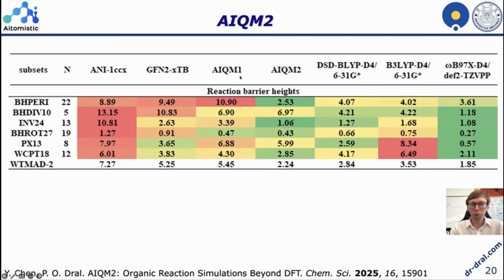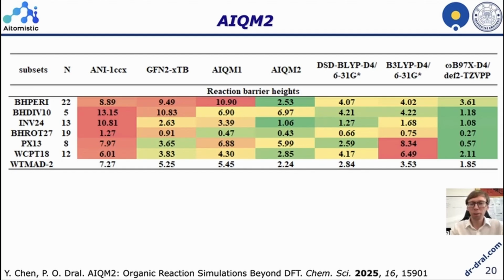It was a bit better than baseline semi-empirical methods, not shown here. It is better than pure machine learning potentials like ANI-1ccx, but it was definitely not better than even DFT approaches. And that's a big limitation for computational chemists. That's why in the next generation, AIQM2, we improved it to reach close to DFT accuracy.